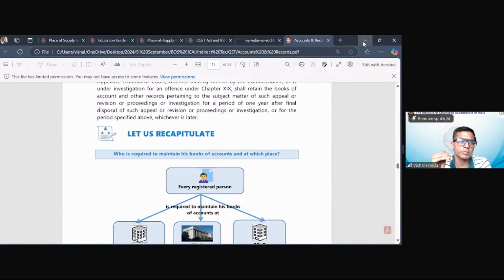Now, how is this possible? This is possible by first ensuring that we do the recording or reporting of the transaction at the inception itself. That is, when the transaction happens. So the moment the transaction happens, if we record it, if we report it, then all further details can be taken care of by the government software.